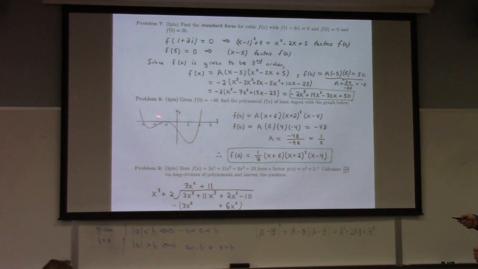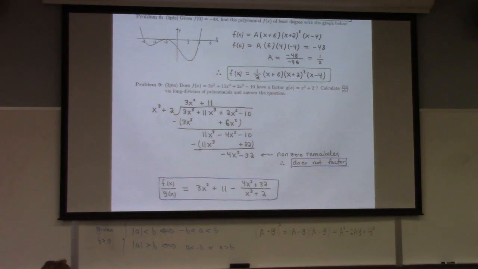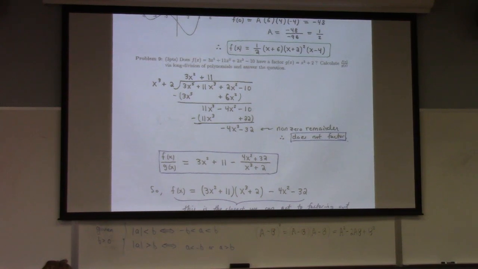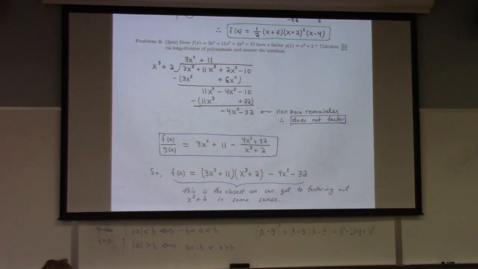Let's see, how did it go here? We had a bounce at -2, right? That's why I had (x plus 2) squared, but we have crossings at -6 and 4. That's why I have x plus 6 and x minus 4. And so that's how that went. And then down here is yet another long division. So there was that. I had a problem on test 2, which was kind of a little bit tricky. It was long division, and then I asked you to calculate the value of the polynomial at a particular complex number.